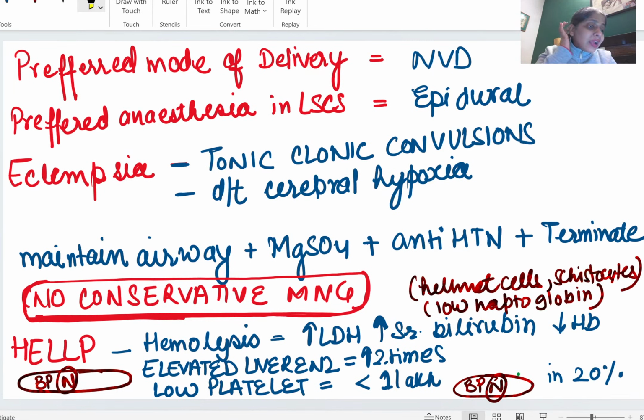No, Dr. Isra, anuria is not a sign. It has been removed 1 year back. First, we used to consider anuria as a sign of impending eclampsia, but now it is no more.